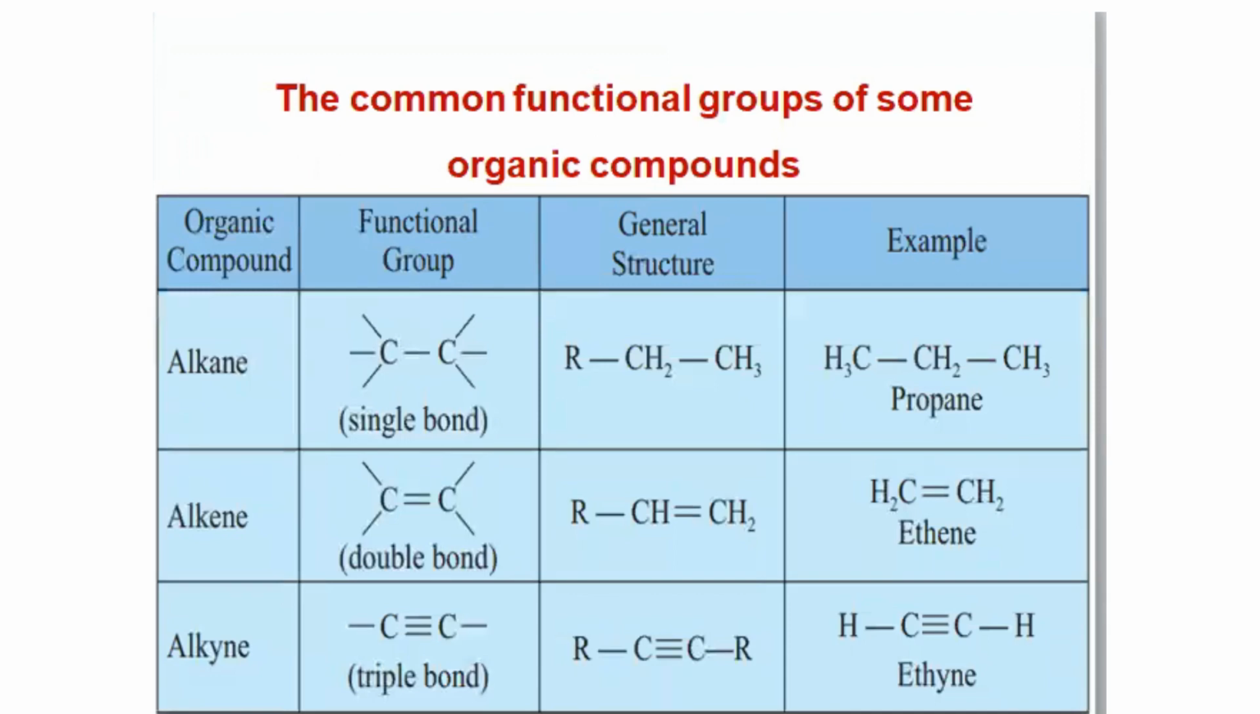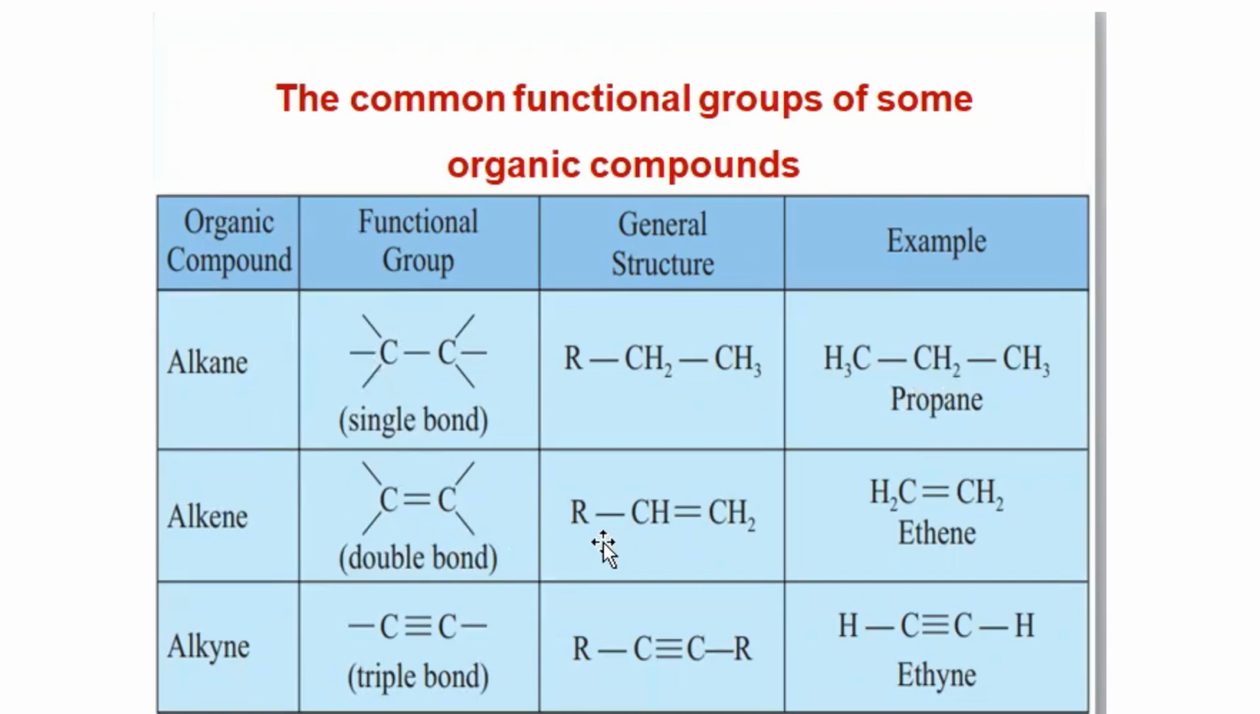The common functional groups of some organic compounds: the functional group of alkane is the carbon-carbon single bond, and the general structure of alkanes is RCH2CH3. R is an alkyl group, which represents a carbon atom bonded with hydrogen. Example: propane, H3C-CH2-CH3.